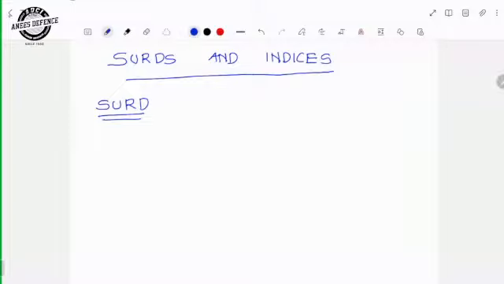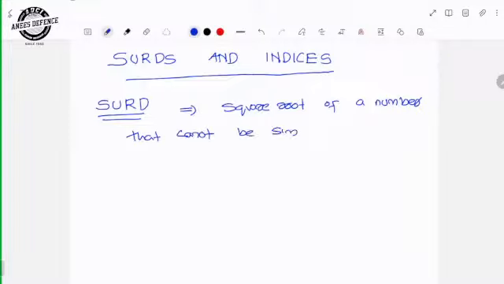The square root of a number that cannot be simplified further. Square root of a number that cannot be simplified further is known as surd.